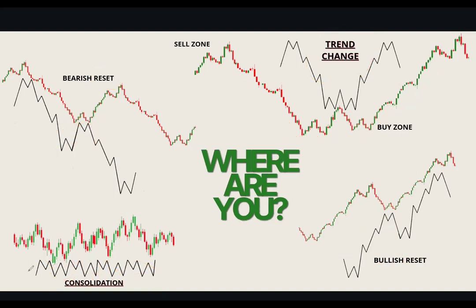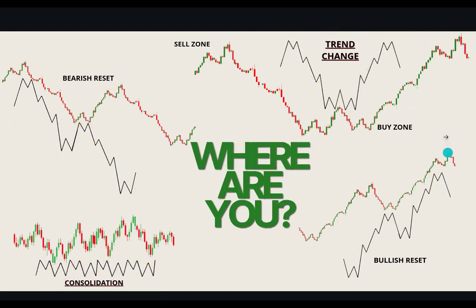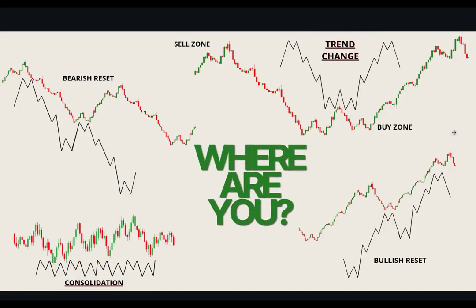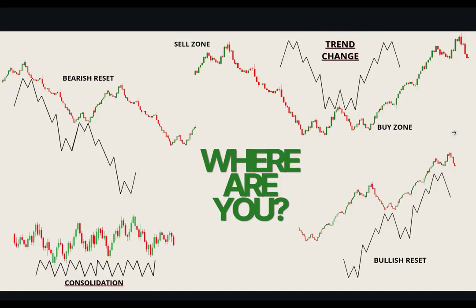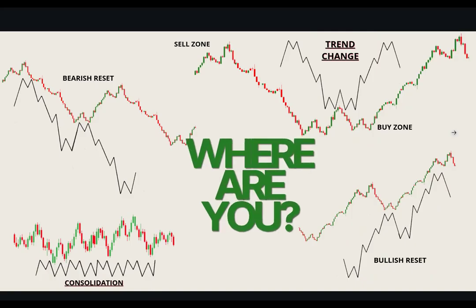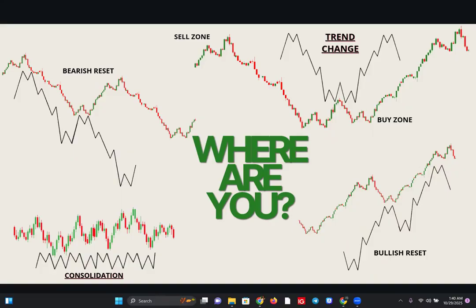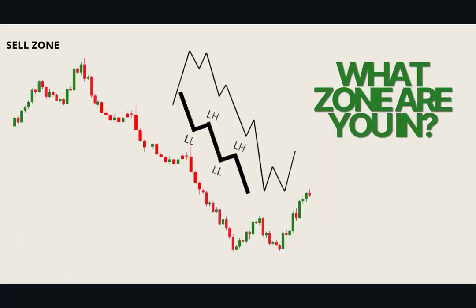This is just making it easier because you know there's only three tricks that they have. Now there's two variations of the reset, but there's really only three tricks. The market's going to consolidate, it's going to reset, bearish or bullish, or it's going to do a trend change. One of the three, right? And this is our sell zone. Okay, our sell zone is simple.